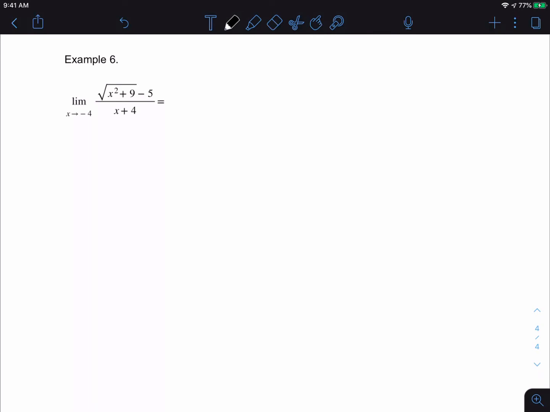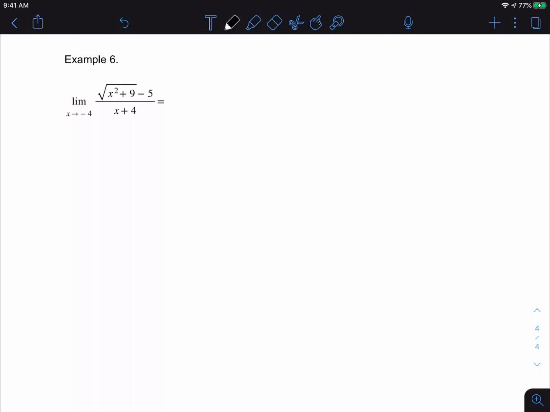So this problem requires some techniques. Whenever you have a radical, you're going to want to multiply by the conjugate. So when we multiply by the conjugate, this is what we're going to end up doing. It's interesting. Look what happens when we plug in negative 4 here. Doesn't that make the denominator become 0? So it becomes something that is potentially problematic.